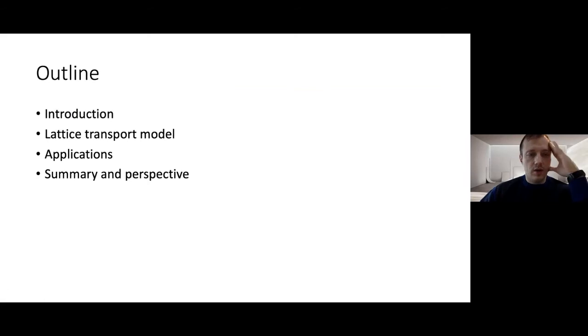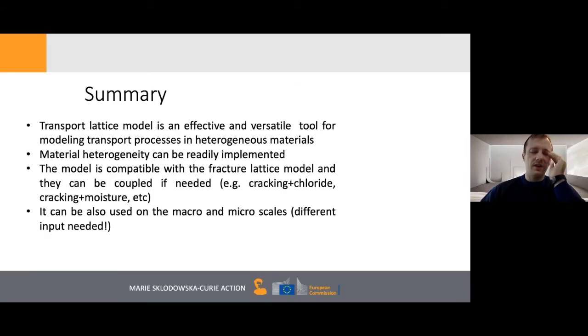Let's continue. So I will here summarize this part of my talk. We have shown that the transport lattice model is an effective and versatile tool for modeling transport processes in heterogeneous materials. So you have applied it so far for different types of problems: chloride transport, moisture transport. You will see that in a bit with Claudia. Heat transport on a material scale.